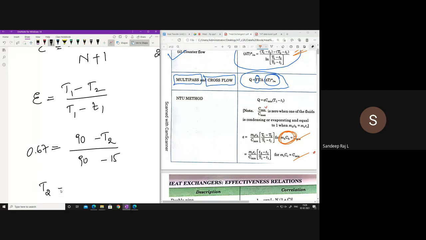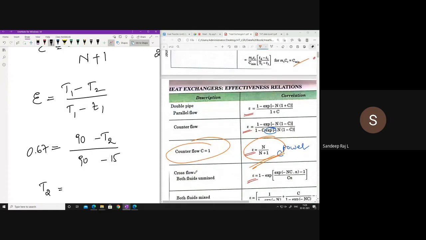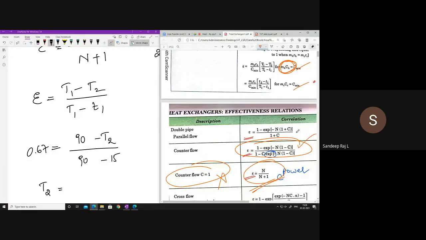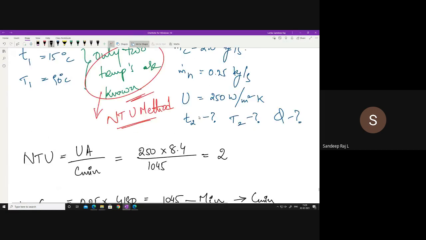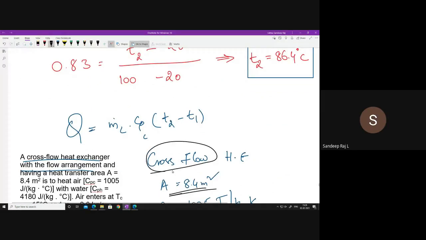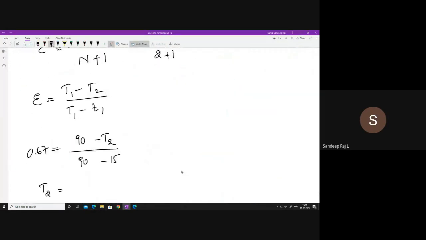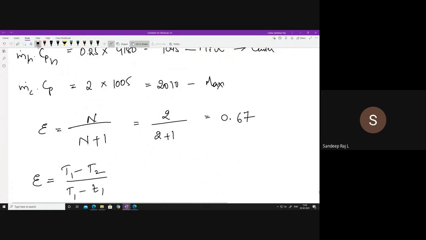T2 క్యాలిక్యులేట్ చేసి. సార్ సి వాల్యూ 1 రాలేదు సార్. మనం కౌంటర్ ఫ్లోకి n/n+1 ఎందుకు వేసాం సార్? సి వాల్యూ 1 రాలేదు కదా సార్. అయితే ఇది వాడద్దు. Cross flow sir. క్రాస్ ఫ్లోనా కౌంటర్ ఫ్లోనా ముందు క్వశ్చన్? I'm sorry. Cross flow, sir. Yeah, cross flow. I'm very sorry for that. So this should not be our effectiveness formula. I am sorry.